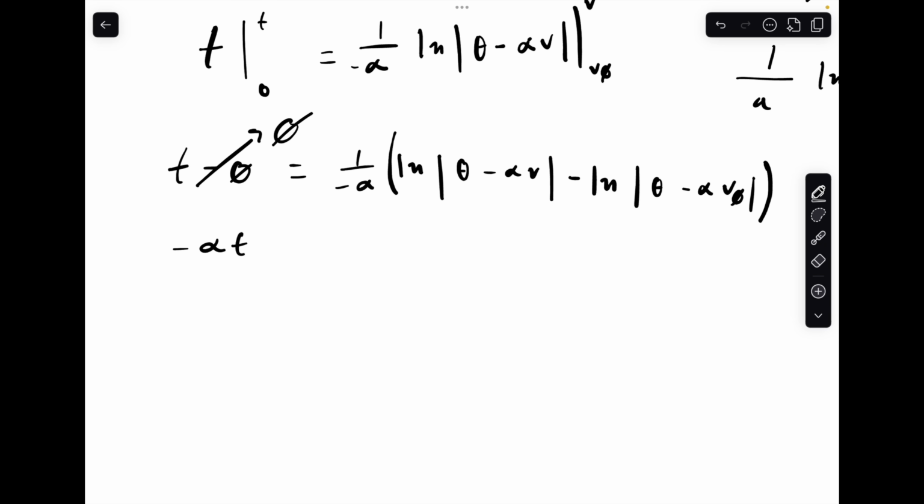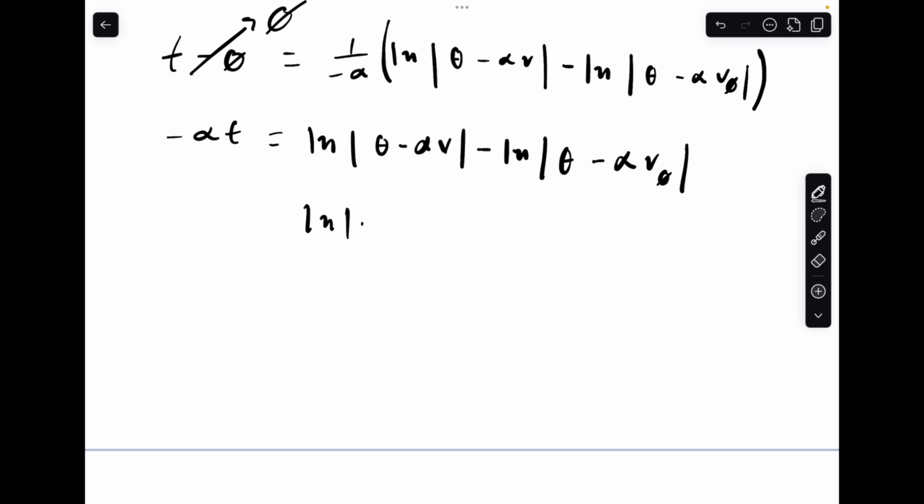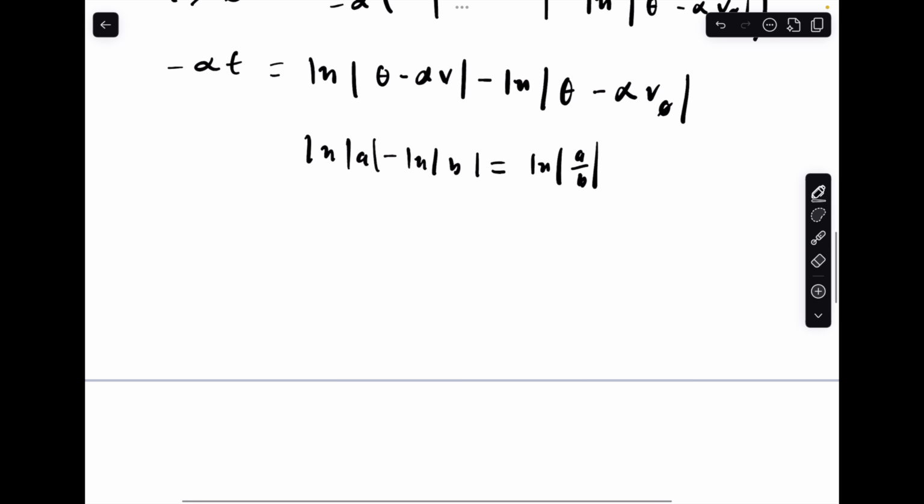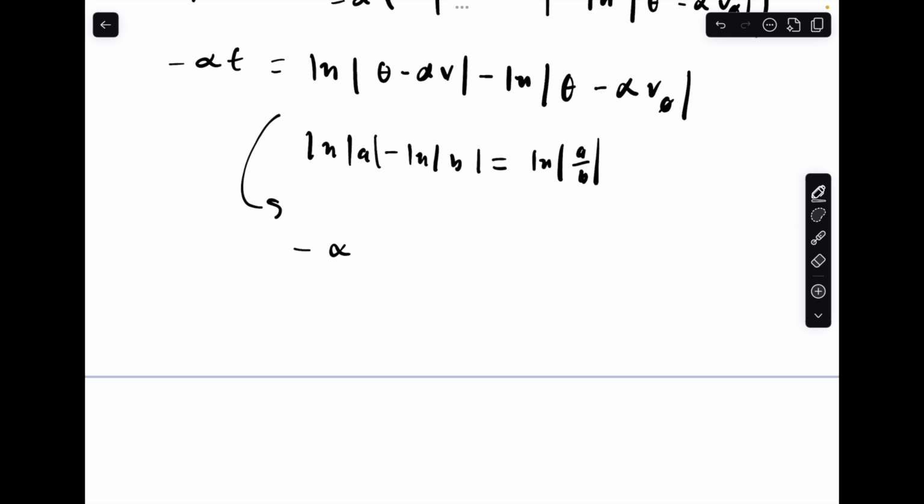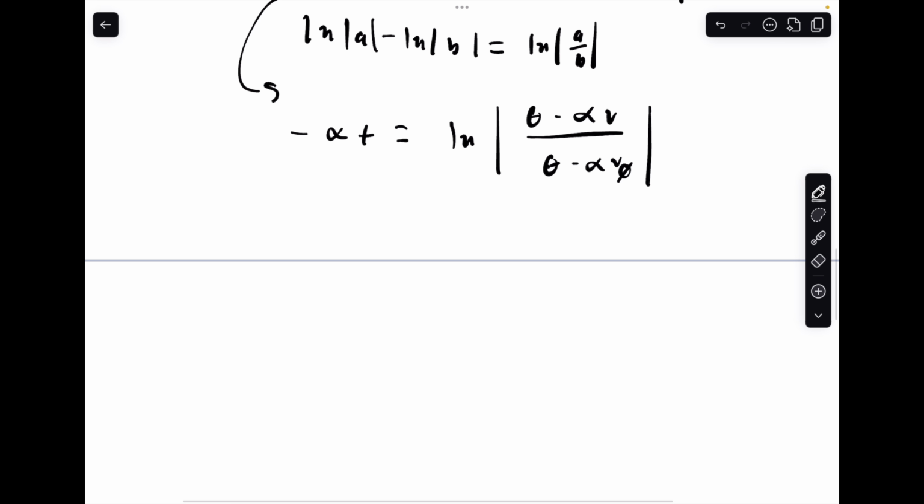So I'll get negative alpha t is equal to, now thinking about the right side, negative alpha v minus ln theta minus alpha v naught. So now if you remember your rule of logs, ln a minus ln b evaluates to ln a divided by b, so long as b is not equal to 0, right? So now I'll consolidate the right side into one natural log. I'll get ln of theta minus alpha v over theta minus alpha v naught is equal to negative alpha t.